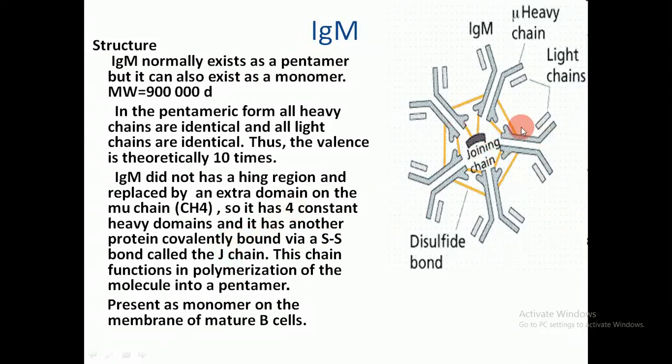It has another protein covalently bound via an SS bond called the J chain. So this is the J joining chain, J for joining chain, that holds the Fc region of these 5 antibodies. This chain functions in polymerization of the molecule into a pentamer. It is present also as a monomer on the membrane of the mature B cell.